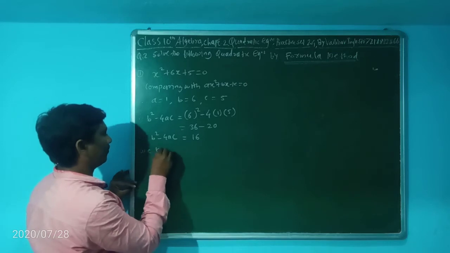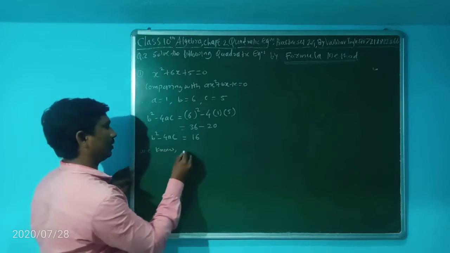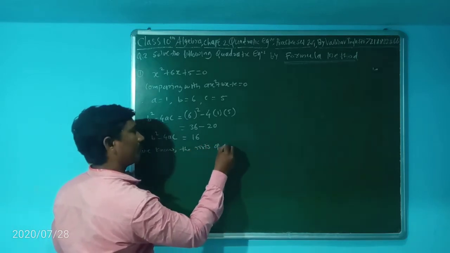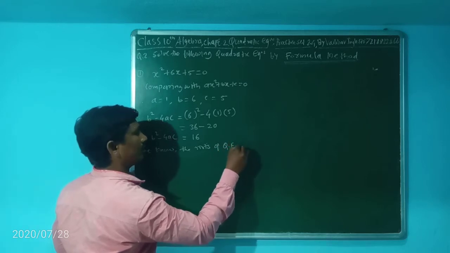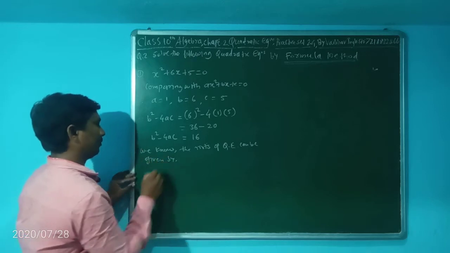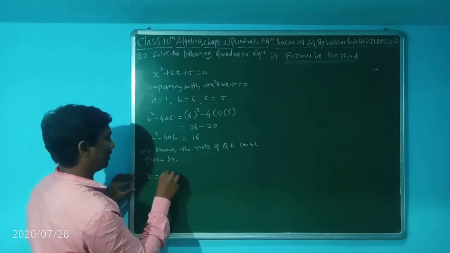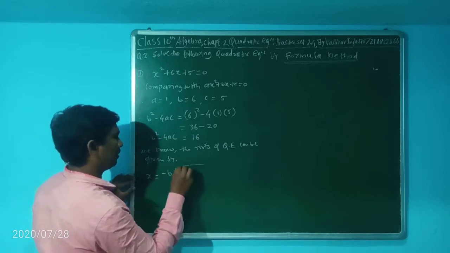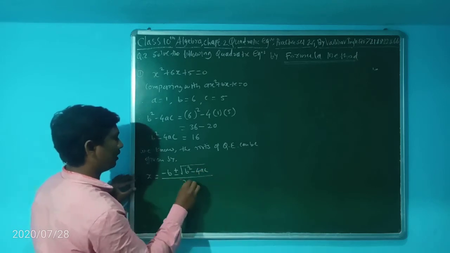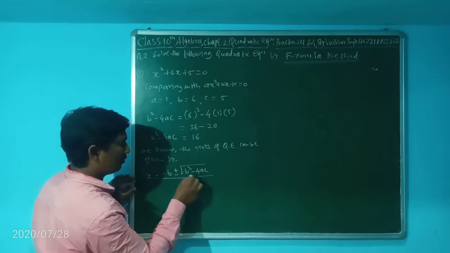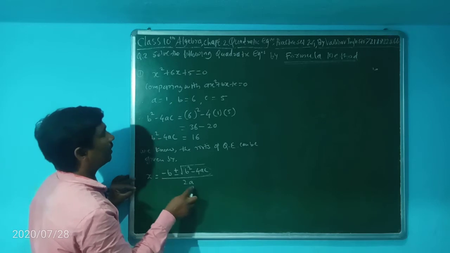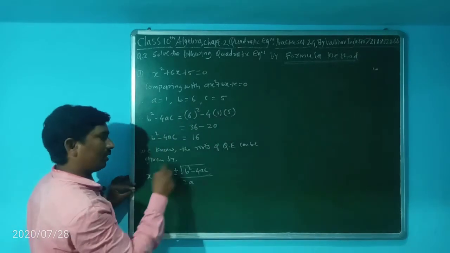And we know the roots of a quadratic equation can be given by, what was the formula? x equals to minus b plus minus under root b square minus 4ac whole divided by 2a. So we have found this value. Okay, now we have to put the values of b and a over here, and then solve this.